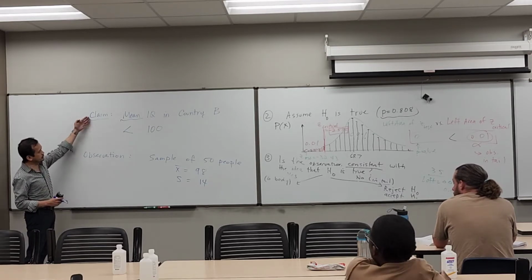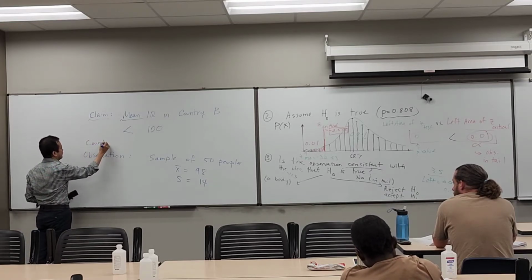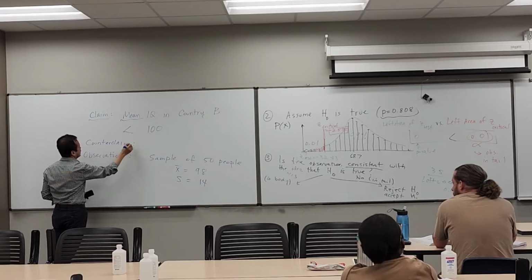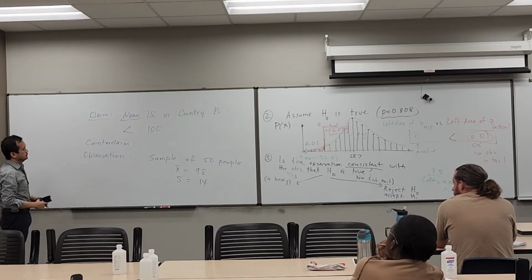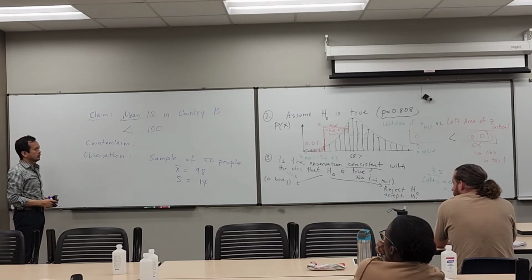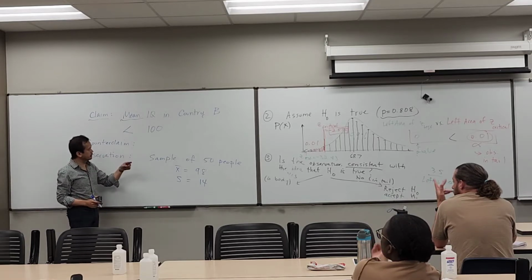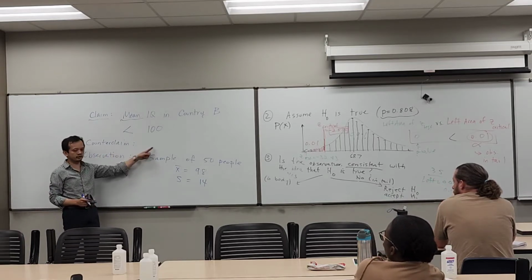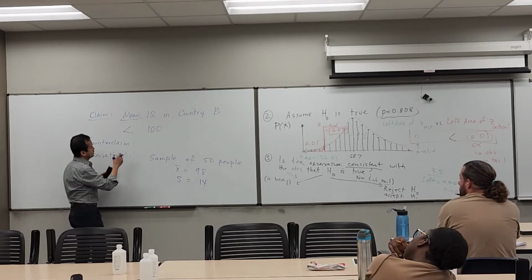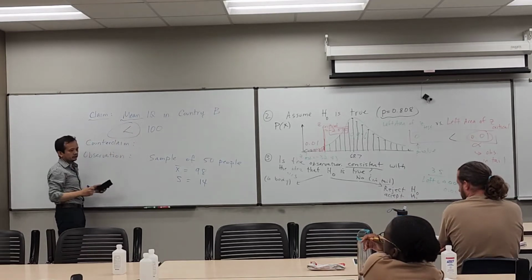Okay, so we have the claim, and now we're going to find the counterclaim in order to identify H0 and H1. The claim: mean IQ in country B is less than 100. There are lots of logically equivalent ways to phrase the opposite statement, or the counterclaim. But the easiest one is to keep everything the same except for the direction of these inequalities.